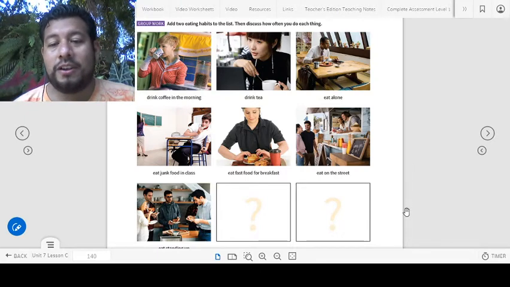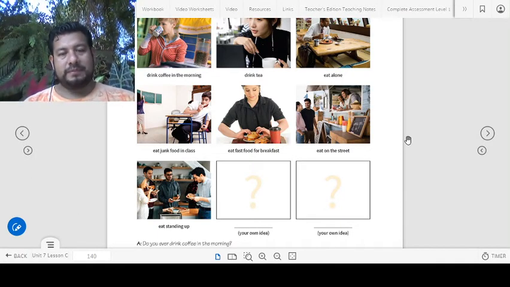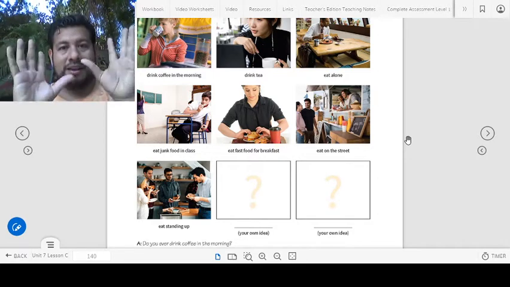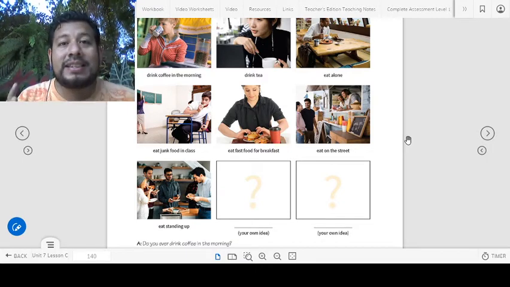How often do you eat on the street? ¿Qué tan seguido comes en la calle? How often do you eat standing up? ¿Qué tan seguido comes estando de pie? Y si tienen opción, agreguen otras 2 ideas. How often do you eat with your bare hands? ¿Qué tan seguido comen con las manos?